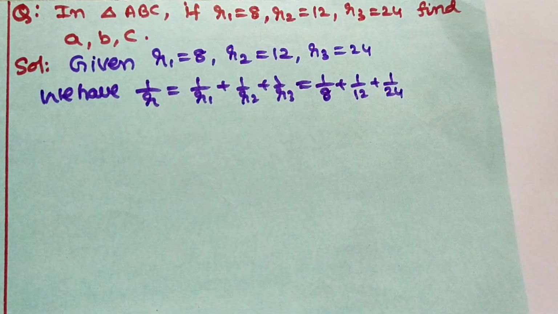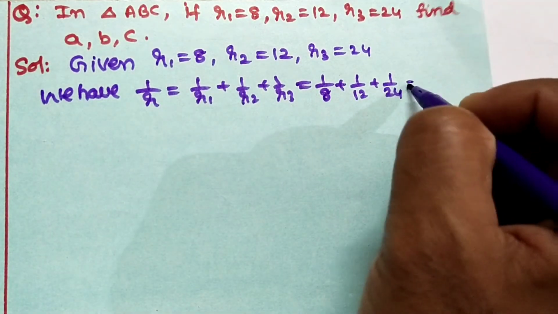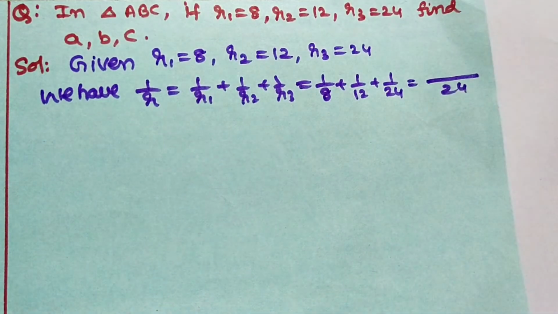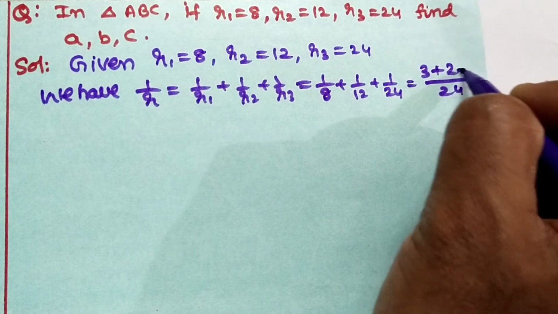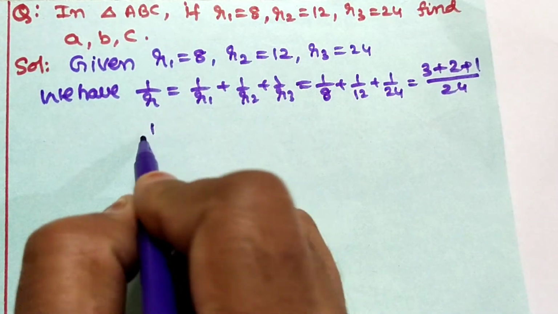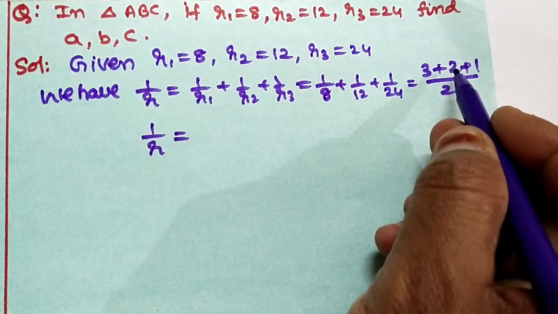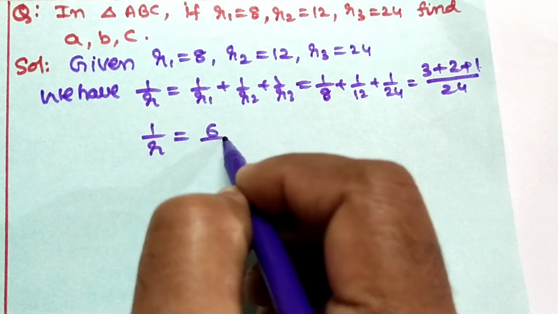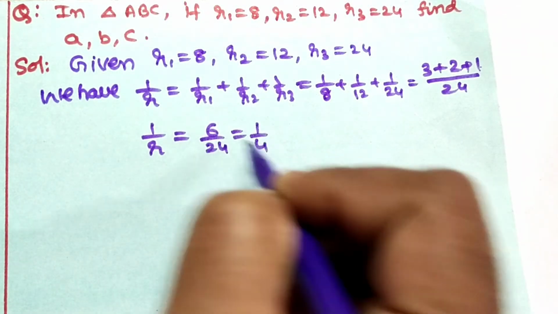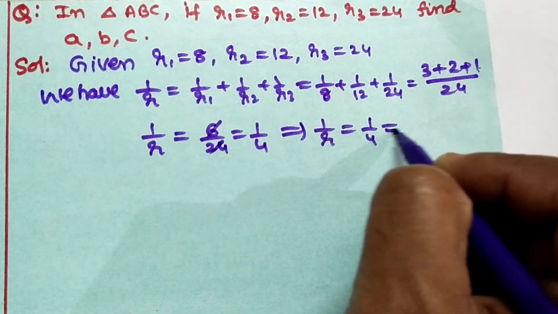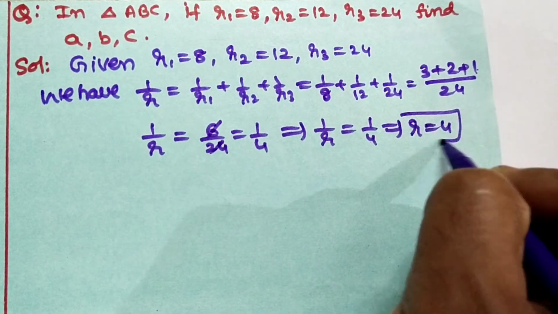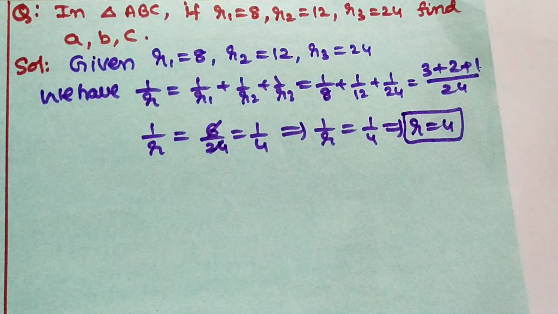For all, the LCM of 8, 12, 24 is 24. So 8 3s are 24, plus 12 2s are 24, 24 1s are 24. Therefore 1 by r equal to (3 plus 2 plus 1) by 24, which is 6 by 24, equal to 6 1s are 6, 6 4s are 24. That implies 1 by r equal to 1 by 4, that implies r is equal to 4. We got the value of r.